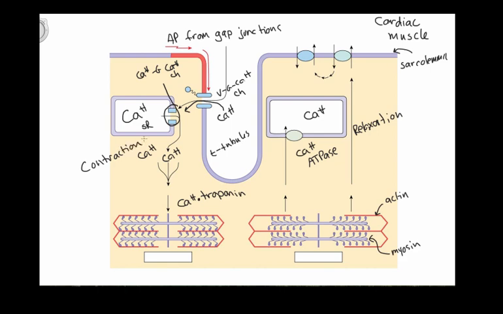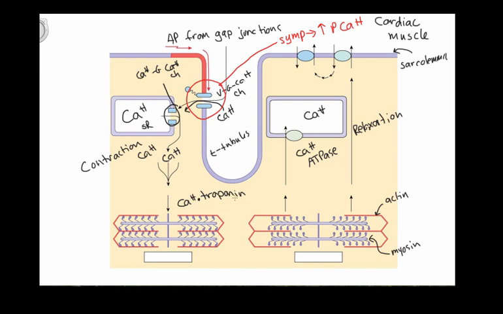So when we have sympathetic stimulation, epinephrine and norepinephrine have a couple of different effects. They have effects on calcium entry into the cell. So sympathetic stimulation leads to increased permeability to calcium. So that means more calcium enters and more calcium binds with troponin.